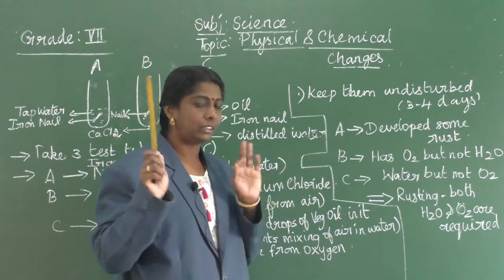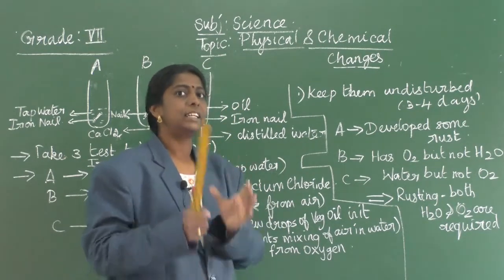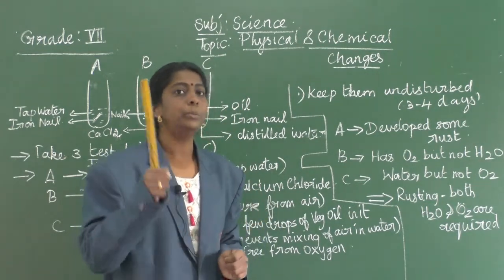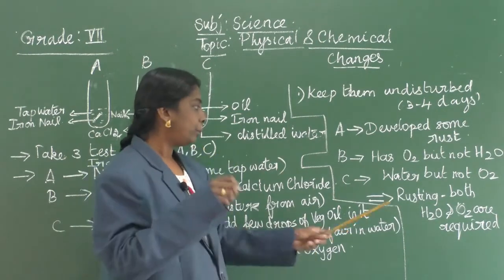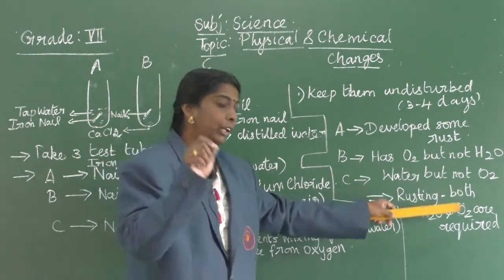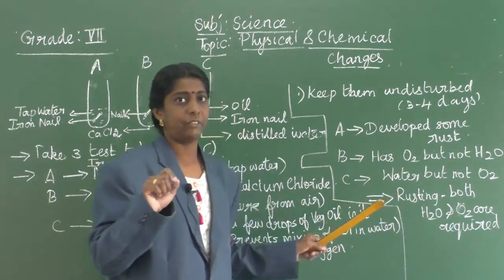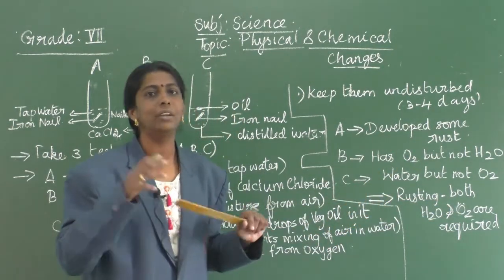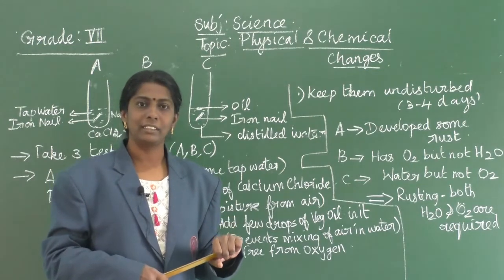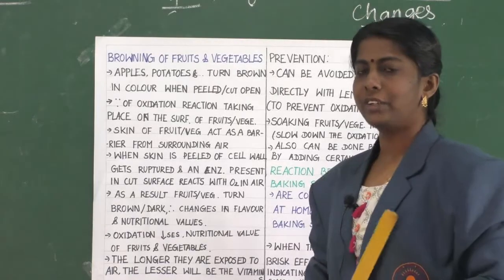So out of 3 test tubes, rusting is observed only in test tube A. So it proves that rusting requires both water and oxygen. Clear, children? Yes, children.